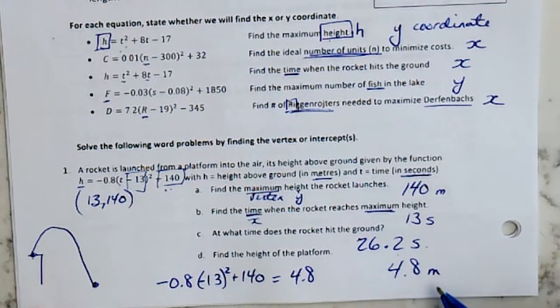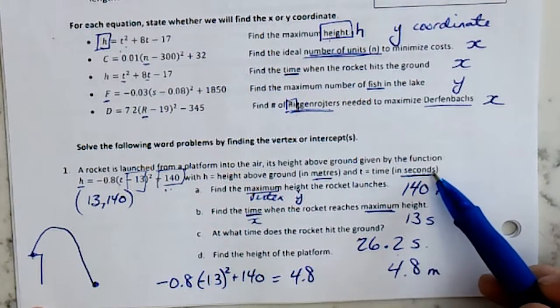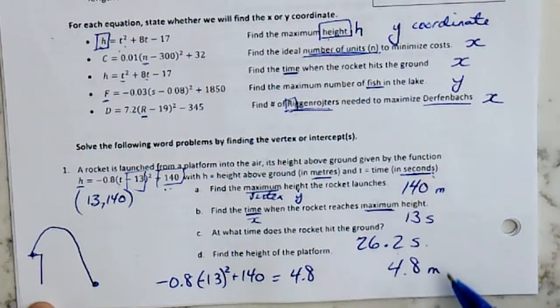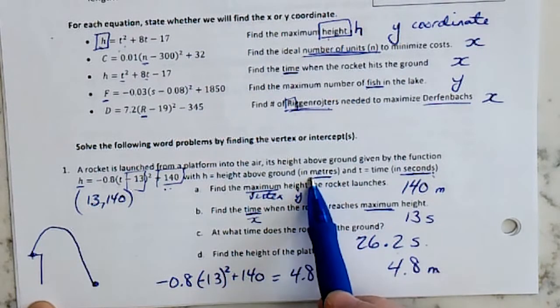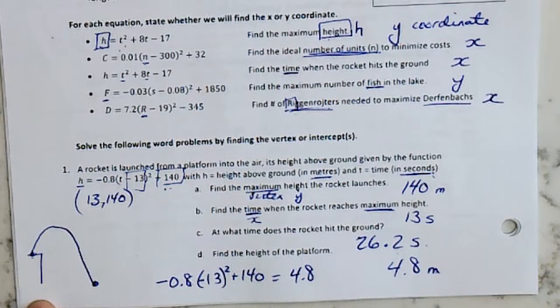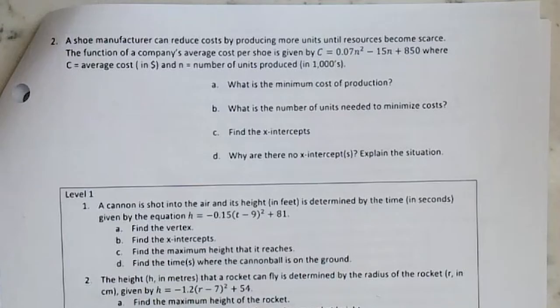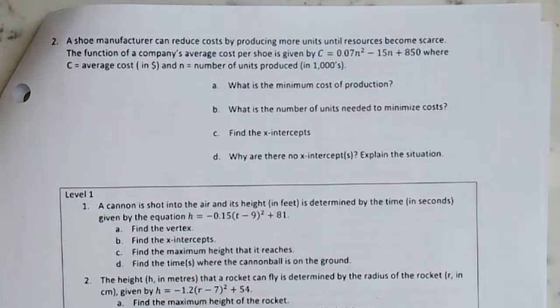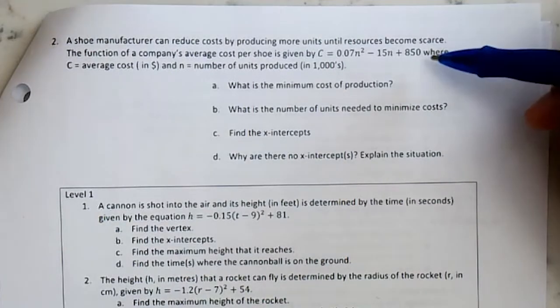All of these have units. Anything with time would be seconds, which they tell us in the question. Anything with height will be meters. They tell it in the question. So check your answers. This one I want to show because it's in general form.